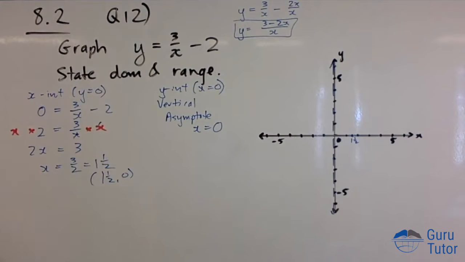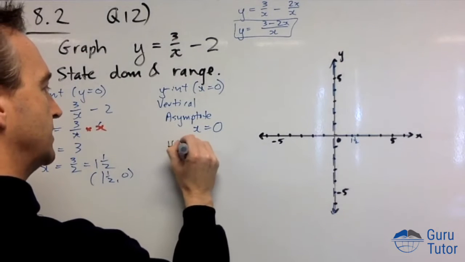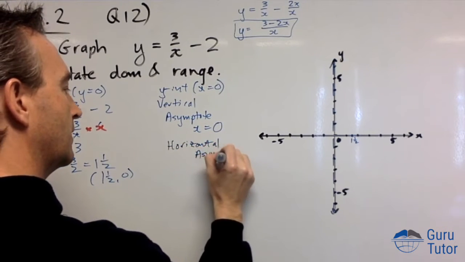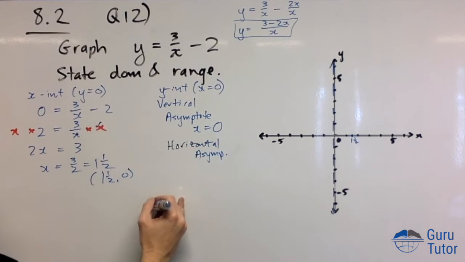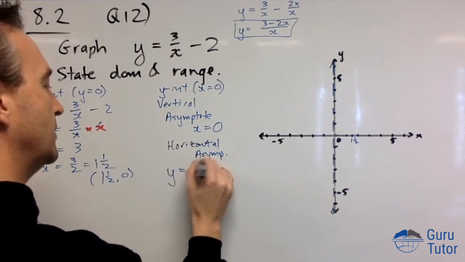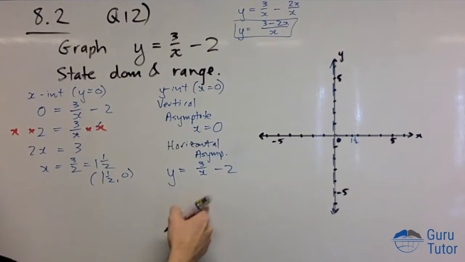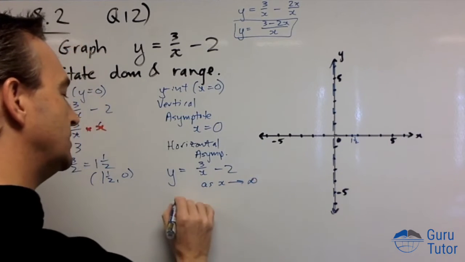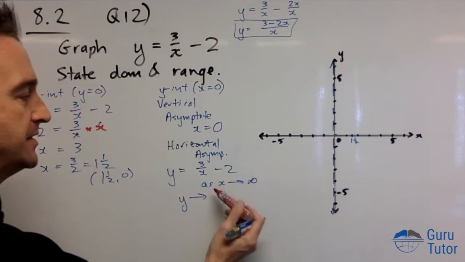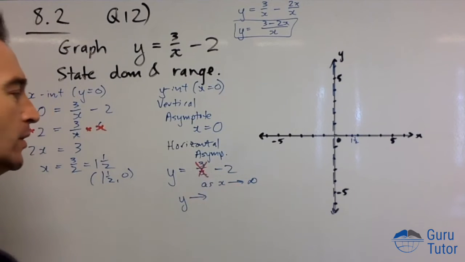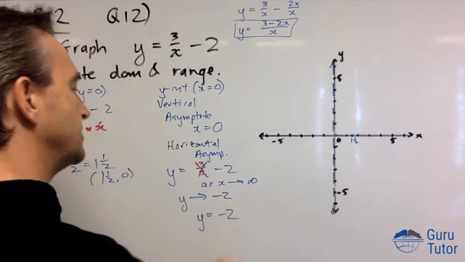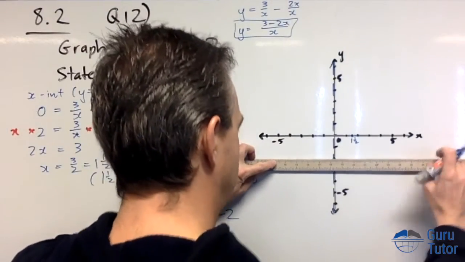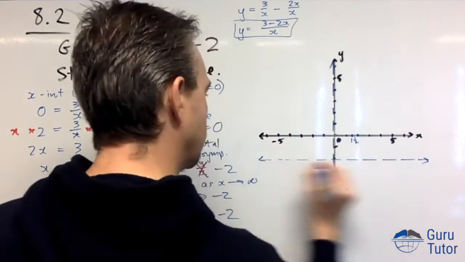Now let's look at horizontal asymptotes. I guess that's all we've got left. Sort of killed two birds with one stone, didn't it? The horizontal asymptote is what happens when x gets really large. So y equals 3 over x minus 2. When x gets really, really big, this basically disappears, and we get y approaches minus 2. So y equals minus 2 is our horizontal asymptote. Let's draw that. That is a horizontal line, y equals minus 2.